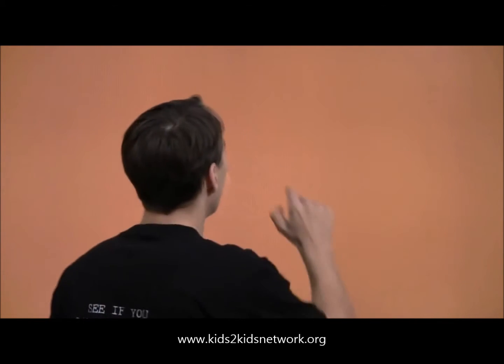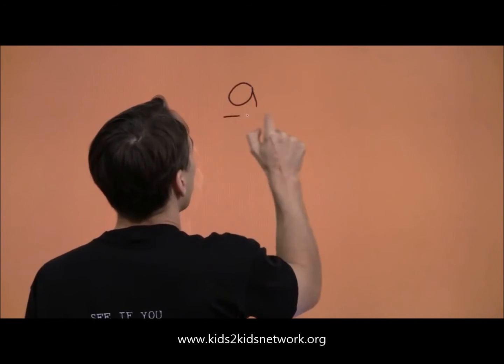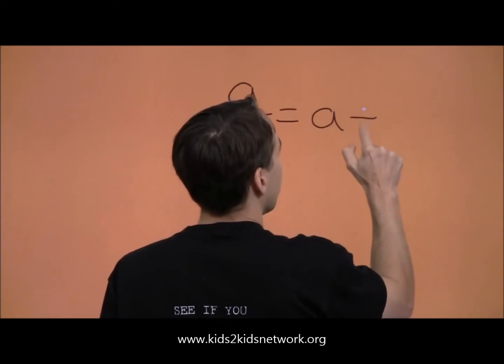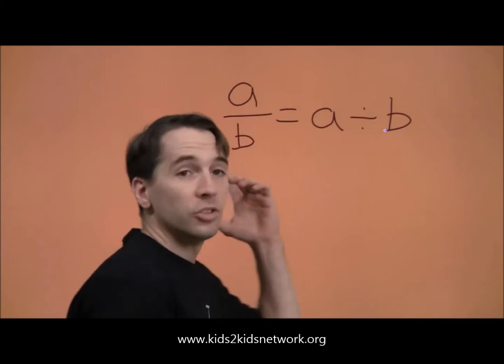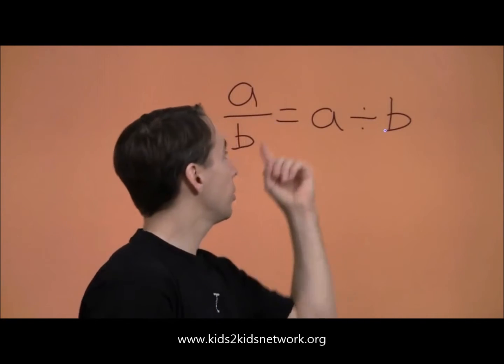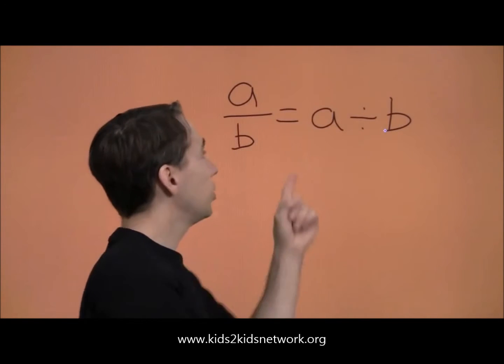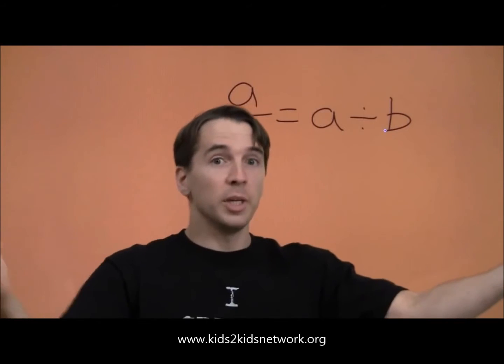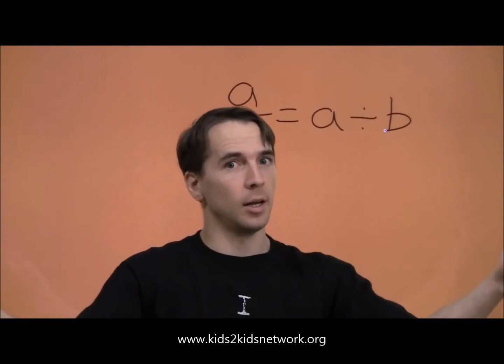And now we're ready to define all the fractions. All we mean when we write a over b is a divided by b. That's all a fraction is. A over b, we call the top number the numerator, the bottom number the denominator. When we write a over b, we just mean the numerator divided by the denominator. And say it with me, a fraction is a number.